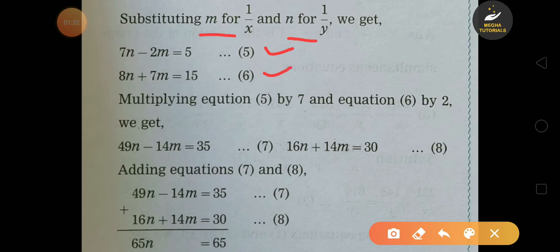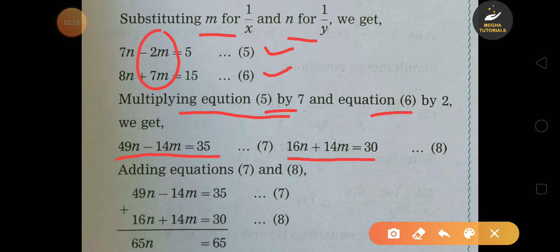Now we will solve equations 5 and 6 using the elimination method. So multiply equation 5 by 7 and equation 6 by 2. In this case we can eliminate variable m. After multiplying equation 5 by 7 we will get 49n minus 14m is equal to 35, and equation 6 by 2 we will get 16n plus 14m is equal to 30. So equations 7 and 8.